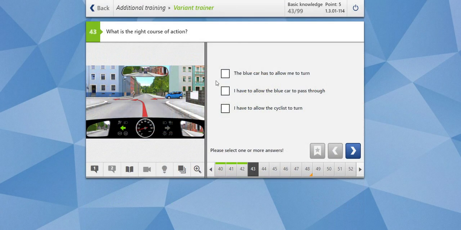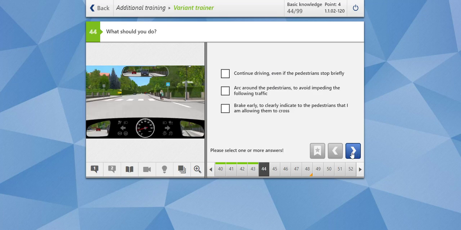The blue car has to allow me to turn? No. I have to allow the blue car to pass through? Yes. I have to allow the cyclist to turn? Yes. Our answer is correct. Moving to the next question.